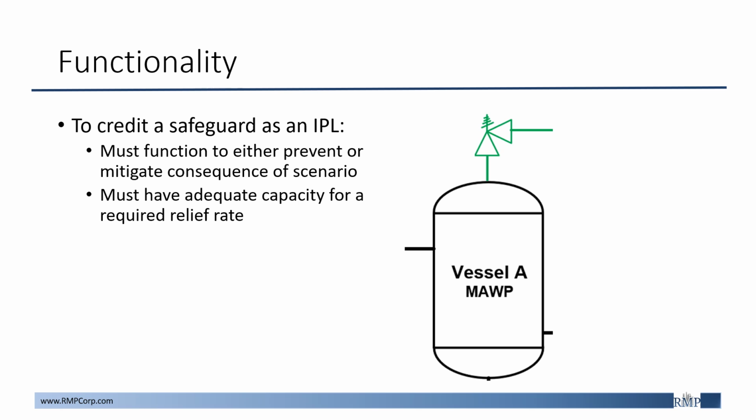Functionality is another key importance when analyzing a safeguard as an IPL. It must function to either prevent or mitigate the consequence of the scenario. So for a scenario that is relying on a PSV, as an example, to provide relief, it is important to perform the relief valve design basis calculations for specific scenarios to ensure that the capacity of the relief device is greater than the required relief rate calculated.